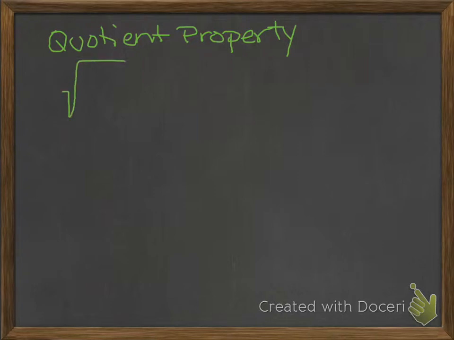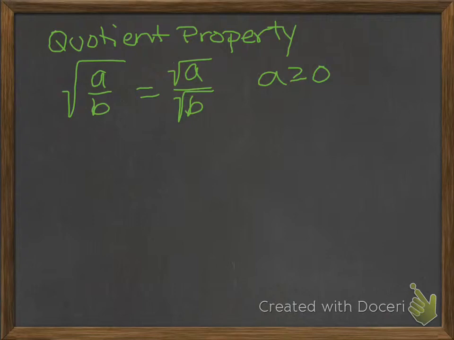So we have the square root of a over b, and this is going to be the same as the square root of a over the square root of b. So kind of similar to the product property, we're going to be breaking it up into each of those pieces. Now we have to make sure that a is always greater than or equal to 0 because we can't have the square root of a negative number. And b has to be greater than 0 because again we can't have the square root of a negative number. And b can't equal 0 because we can't have 0 in the denominator of a fraction.